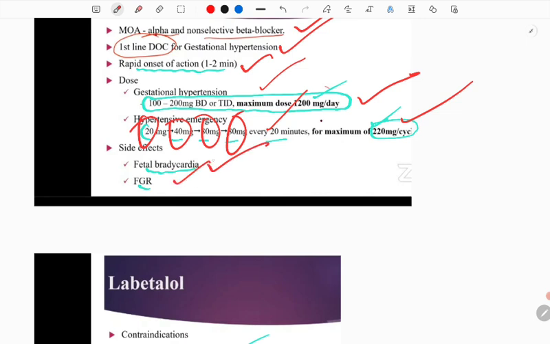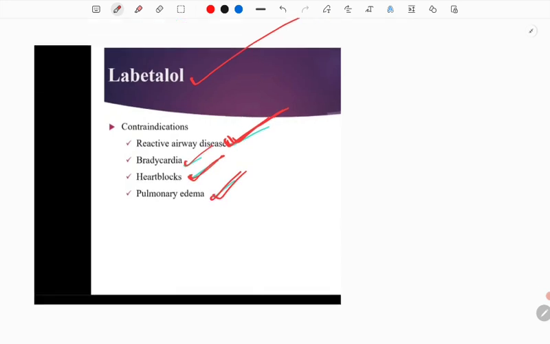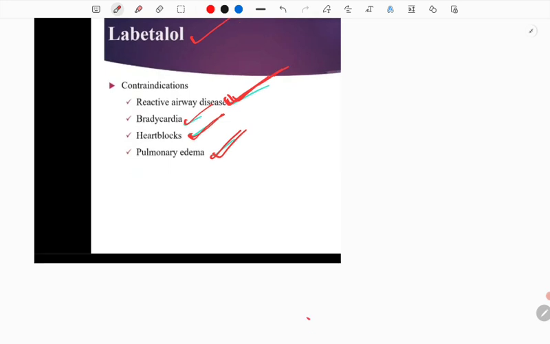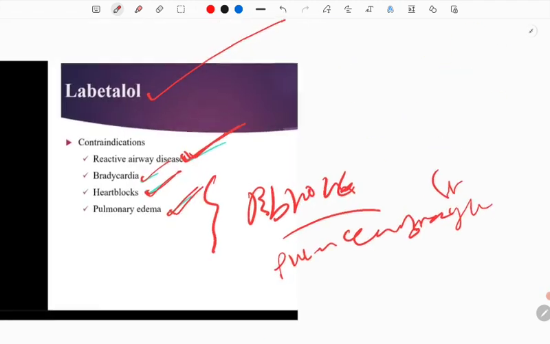Side effects are fetal bradycardia and FGR, fetal growth restriction. Contraindications of labetalol are reactive airway disease, bradycardia and heart block patients, pulmonary edema patients. Labetalol is contraindicated in heart block and pulmonary edema because it is a beta blocker. In heart block you should not give it. In pulmonary edema you should not give it. If there is already bradycardia you should not give it, as it causes SA node blocking. Beta blocker: so reactive airway disease, bradycardia, heart blocks and pulmonary edema.